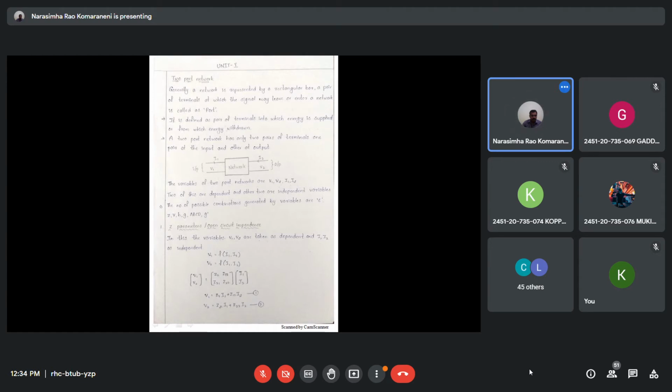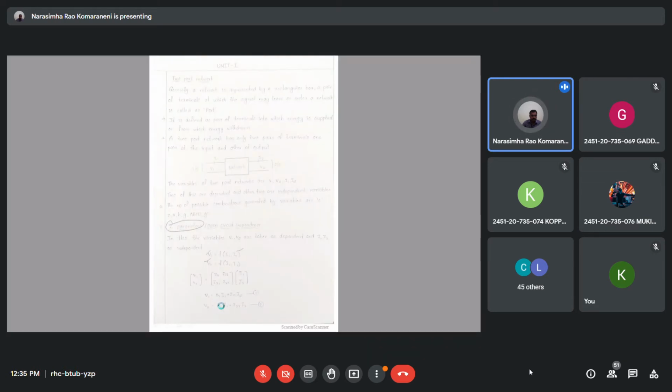So if you see here, in Z parameters, V1, V2 are the dependent variables and I1, I2 are the independent variables. Means simply we can say that V1 is the function of I1 and I2 and V2 is the function of I1 and I2, right? So if you write these relations in the equation form, we will get V1 equal to Z11 I1 plus Z12 I2 and V2 equal to Z21 I1 plus Z22 I2, right?